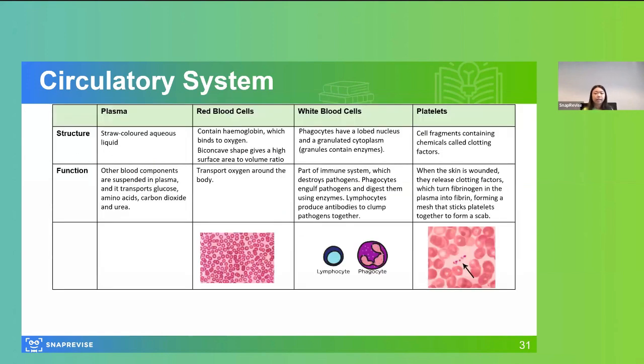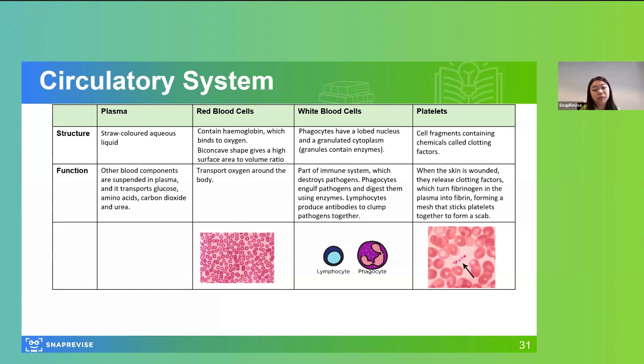Okay, this is the structure of blood. There are four parts to the structure of blood: the plasma, the red blood cells, the white blood cells, and the platelets. I'll talk about the structure and function of each of these. Plasma is essentially what makes it liquid. It's the straw-colored aqueous liquid. You don't need to know that wording, it's just the liquid in it, what makes the blood liquidy.